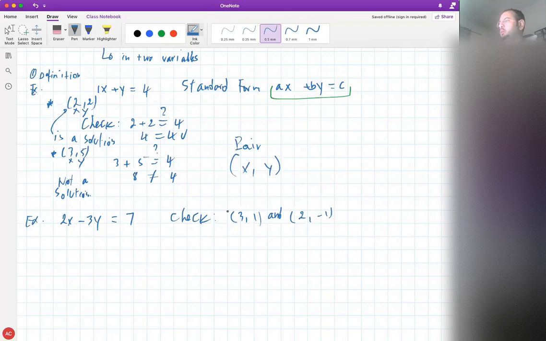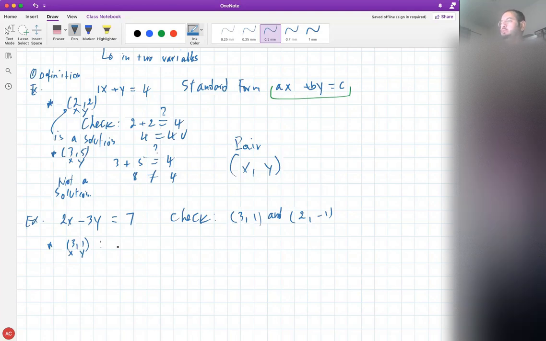So let's check again the first one. 3 and 1. The first one is always x, second one is always y. So we're going to plug them here, the same way we did with the evaluating of expressions. We're going to plug these here and see what we get. So if we plug this into the equation, what do we get?